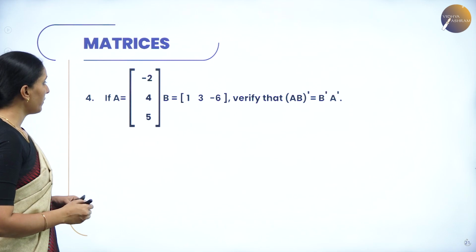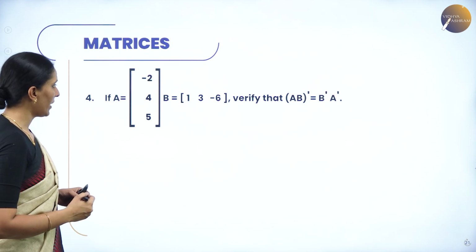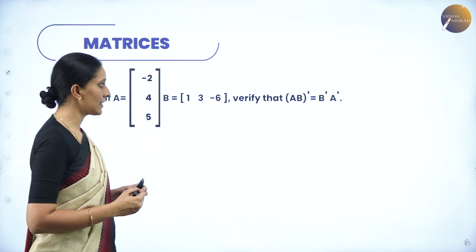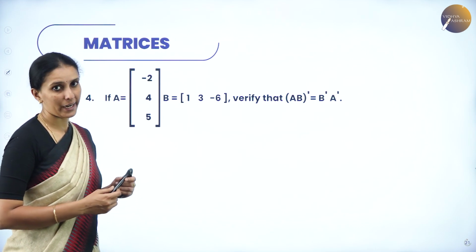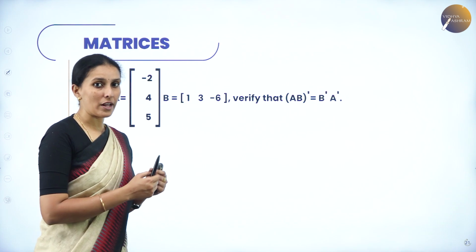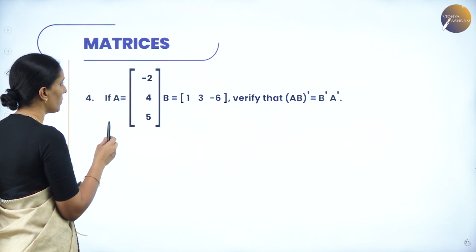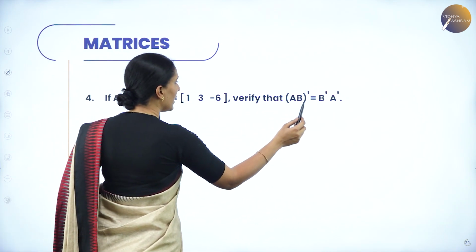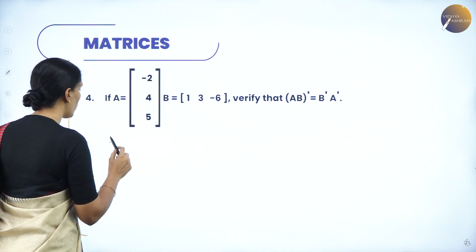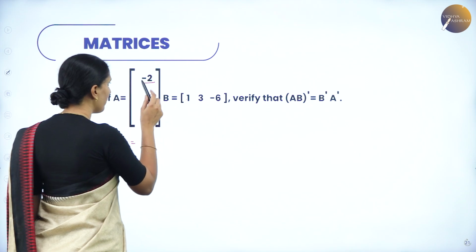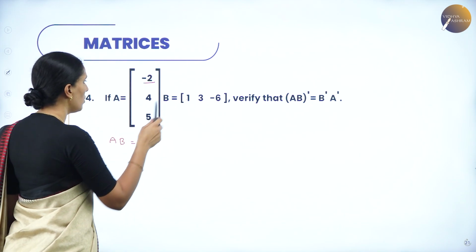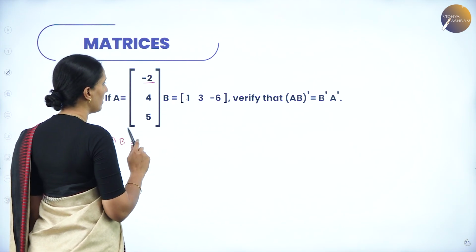Next question. If A is equal to minus 2, 4, 5, B is equal to 1, 3, minus 6, verify that AB whole dash is equal to B dash A dash. The question is on the transpose of a matrix. So now we need AB and its transpose. Let's find out AB. First row with all the 3 columns, we have only one element in the first row. Let's multiply with all the 3 columns separately.